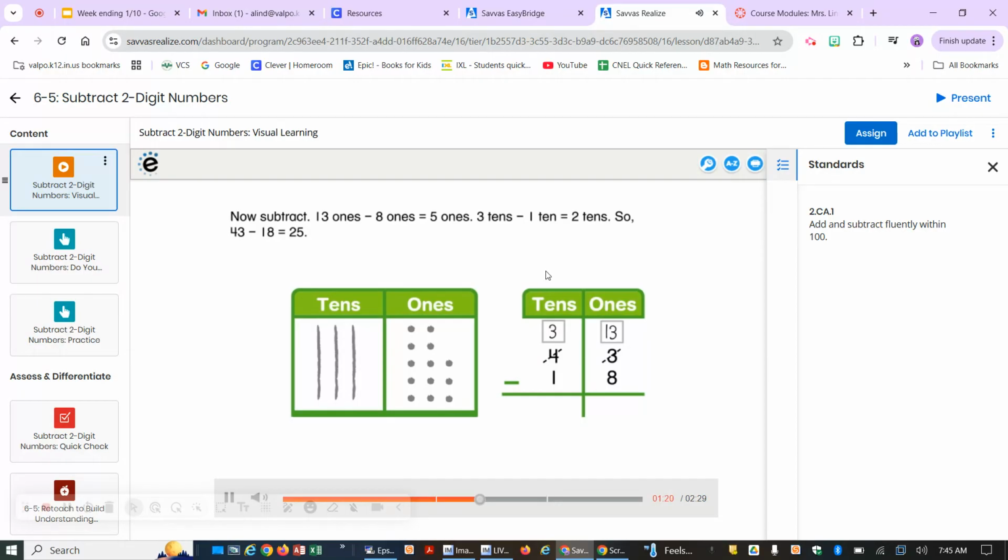Now subtract. 13 ones minus 8 ones equals 5 ones. 3 tens minus 1 ten equals 2 tens. So 43 minus 18 is equal to 25.